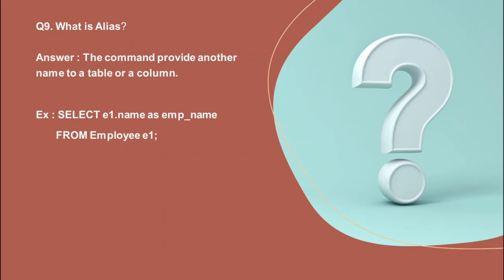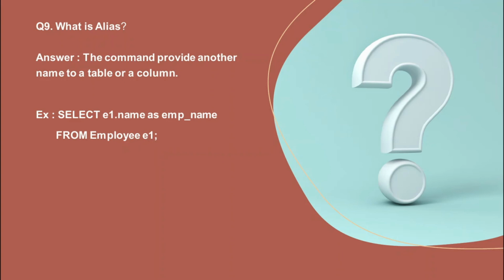The same column can be given another name also. Like in my example, you can see select e1 dot name as employee_name. What does employee_name mean? It is an alias for e1 dot name. When you run this command, it will give the column name as employee_name. It will not give e1 dot name. It will give employee_name as that column name from employee e1.